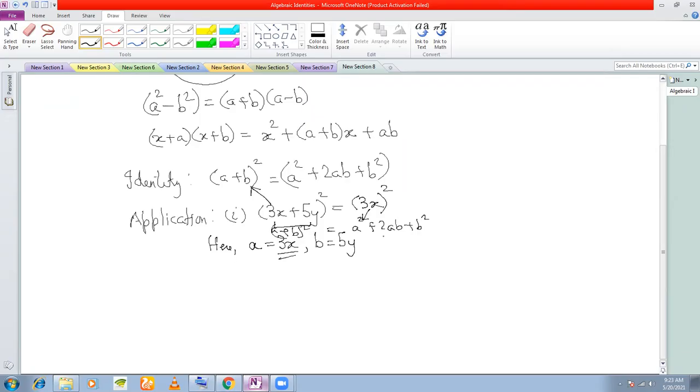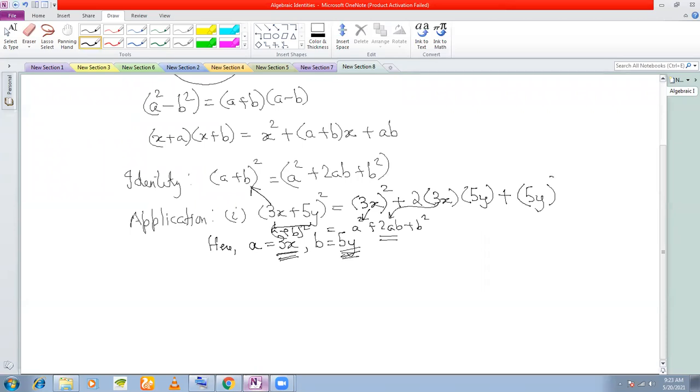Okay. Next, I have a 2ab. I give a plus sign 2. A here is 3x. So I write here 3x. B here is 5y. So I write 5y. So this becomes my 2ab. Plus I have b square. B here is 5y.